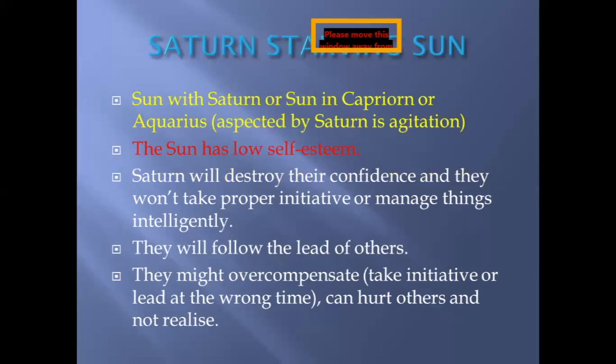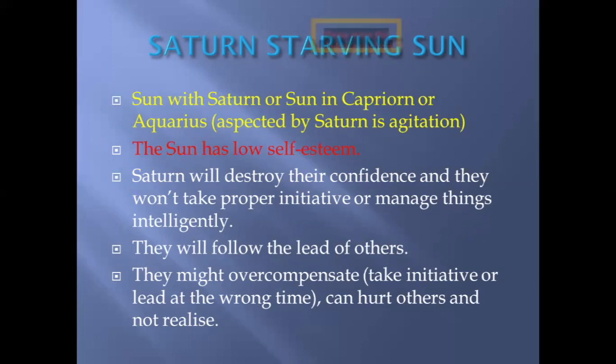Okay, so let's go into the starvation of the Sun specifically for Saturn and Venus. So when Saturn is starving the Sun, okay, that's when the Sun is with Saturn or the Sun is in Capricorn or Aquarius.